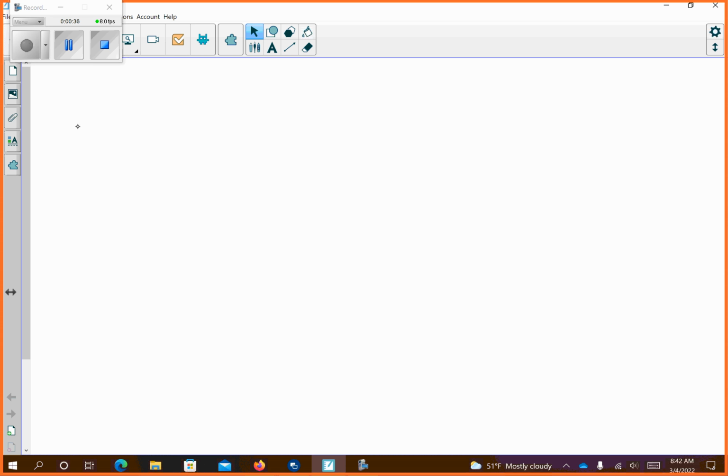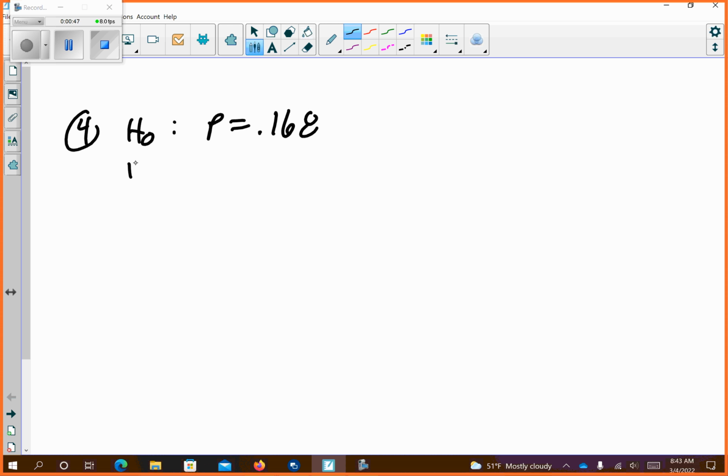So our hypothesis, number 4: our null hypothesis is p is equal to 0.168, and our alternative is that p is less than 0.168. So one-tailed. Is this one-tailed or two? It's one because we're looking for lower evidence. So number 5 is one-tail.